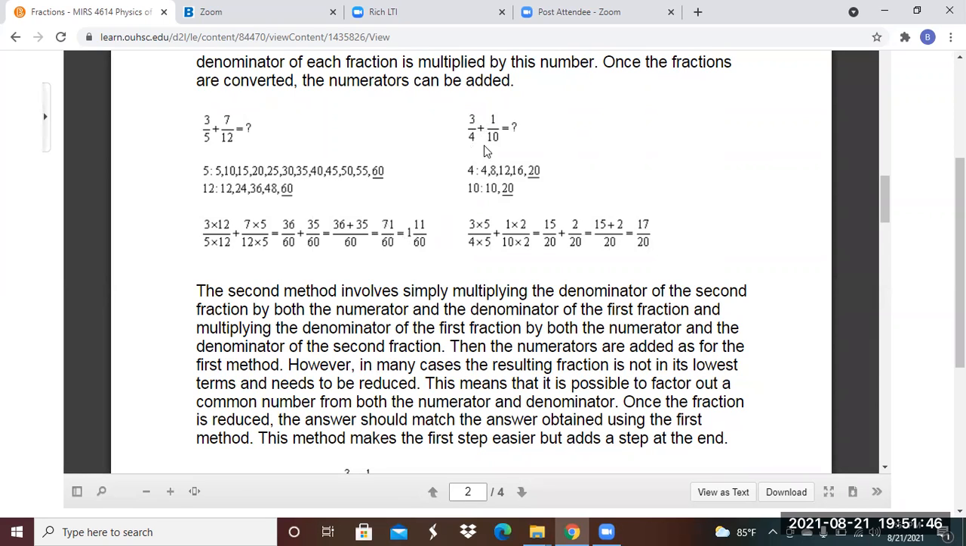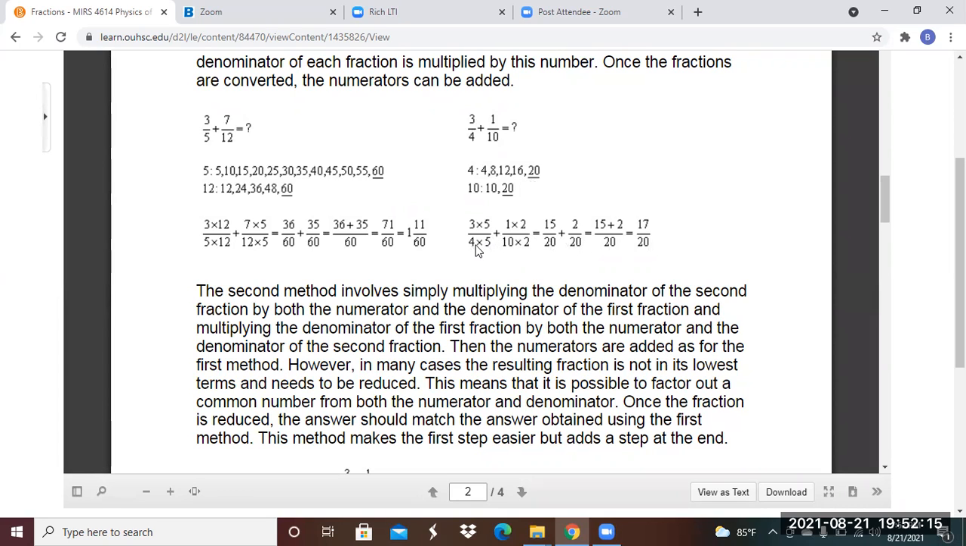Over here, you have 3/4 plus 1/10. So when you start with the first denominator here and you start multiplying out all of the multiples, you come up with 20. Do the same thing here with 10. Multiplying those out, you come up with 20. 20 is going to be the first number here that is in common with both sets of values. Because of that, you end up making 20 the least common denominator of each fraction.